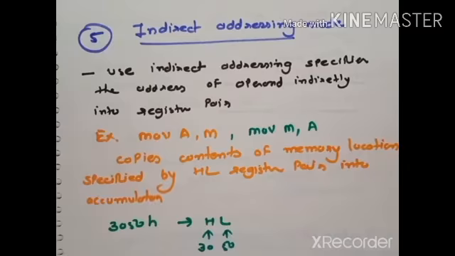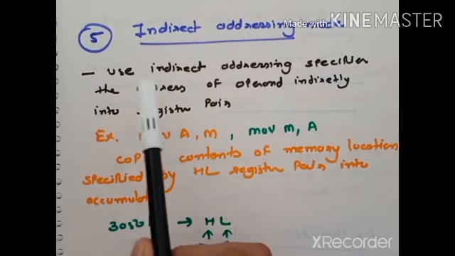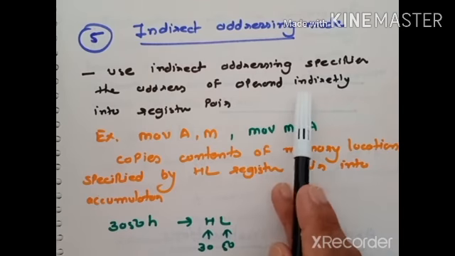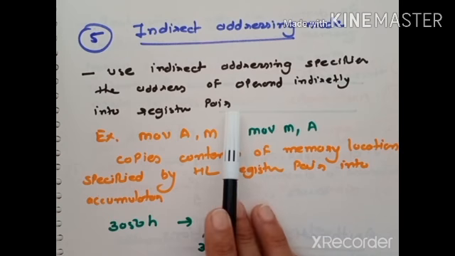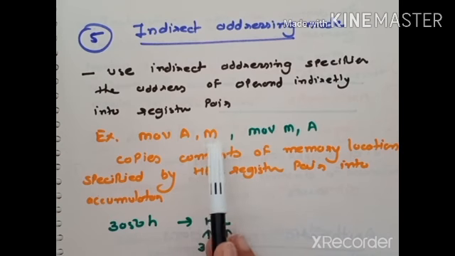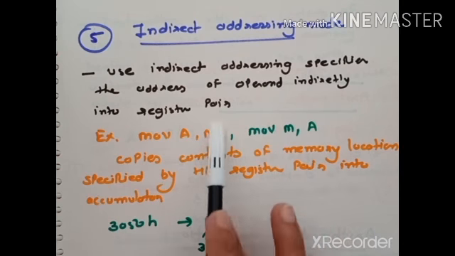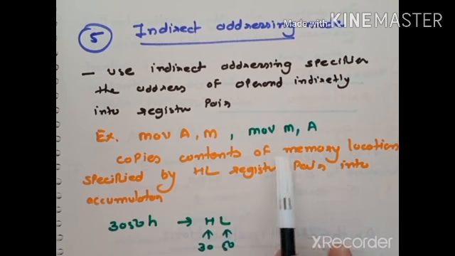Next, indirect addressing mode. In this, the address of the operand is specified indirectly through a register. Examples of such instructions are MOV A, M or MOV M, A. MOV A, M copies the content of the memory location specified by the HL register pair into the accumulator.